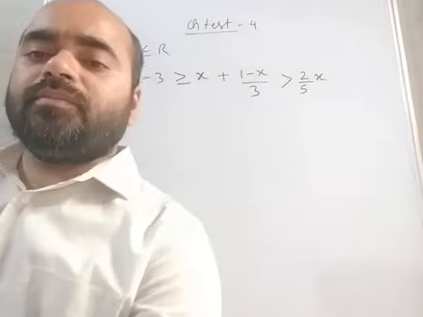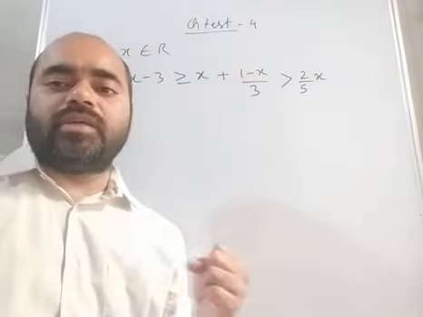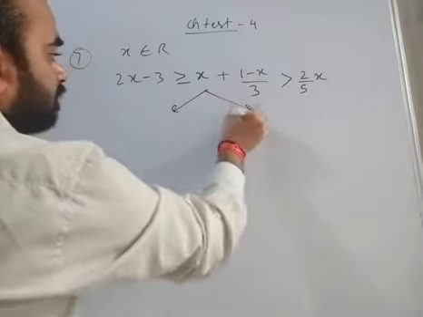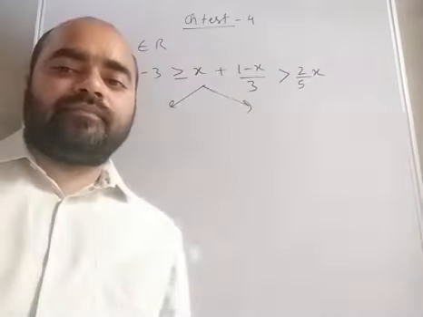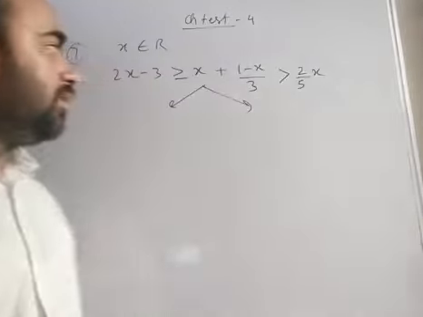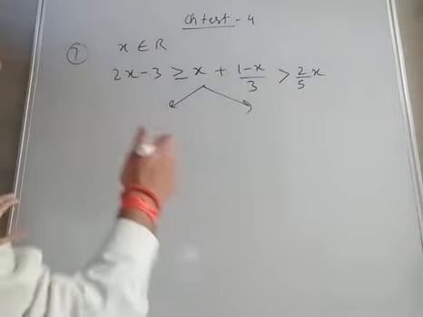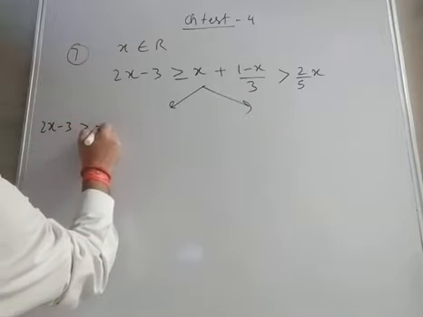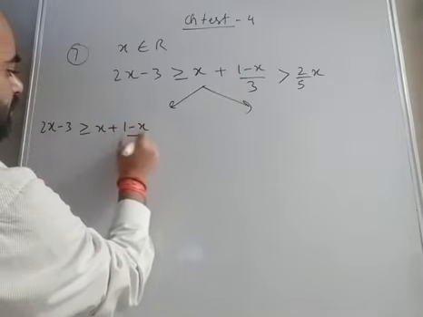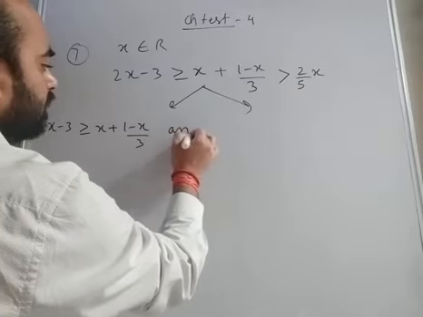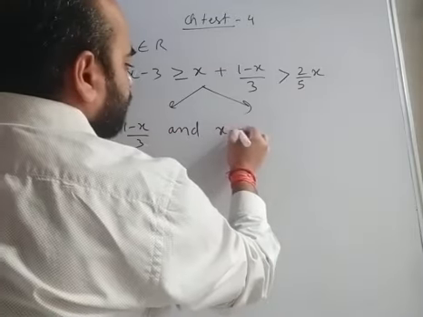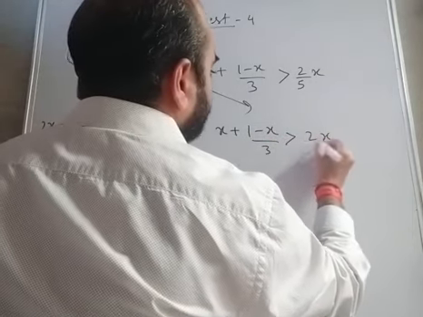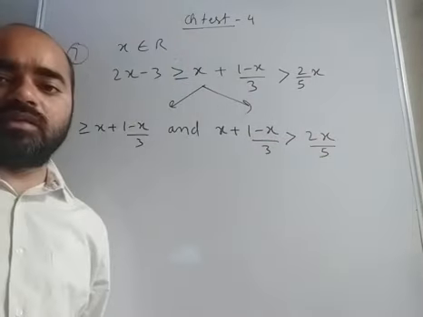The process is the same. First we have to split it in two parts. Now the first part is 2x minus 3 greater than or equal to x plus 1 minus x by 3, and the second part is x plus 1 minus x by 3 greater than 2x upon 5. These are the two parts.